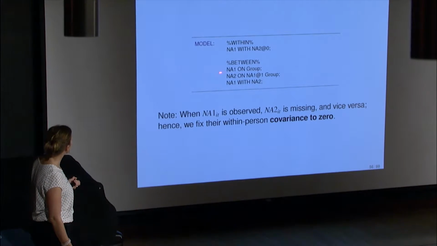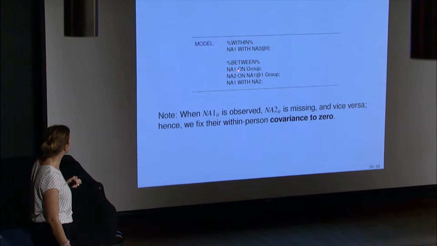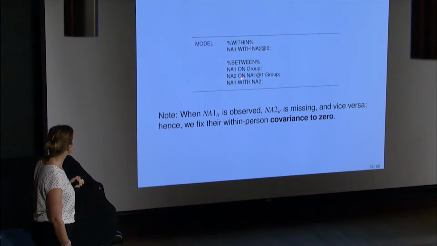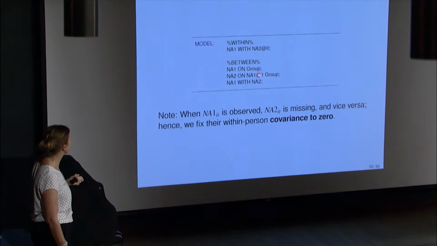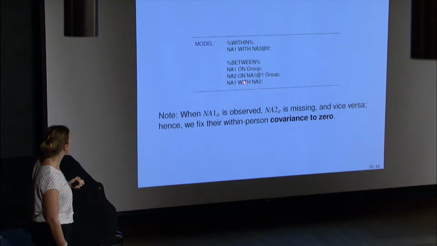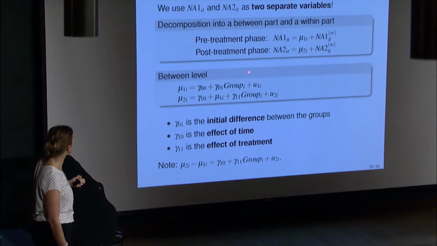At the between-person level, I regress the mean of NA1, so that is mu NA for person i, on group. And the mean mu NA2 on the mean for the first phase, mu NA1. I fix this regression coefficient to 1, and then I also regress it on group. And then I allow the residuals to be correlated. So the residuals of those regressions, if you go back here, are these residuals here.